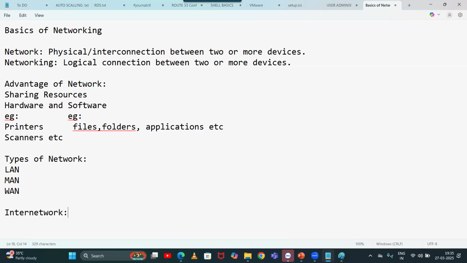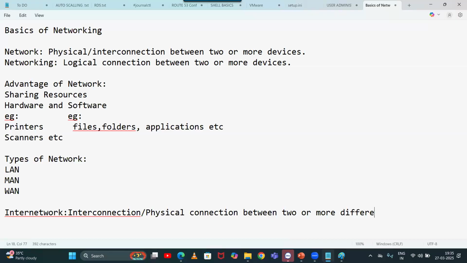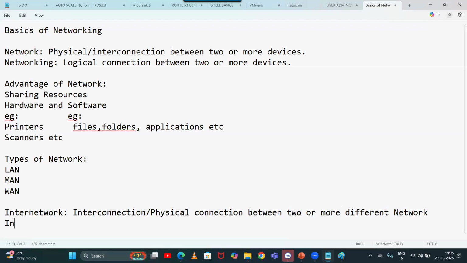And next is internetwork. This is not internet, this is internetwork. Internetwork is the interconnection or physical connection between two or more different networks. When two or more different networks are connected with each other, we call it an internetwork.